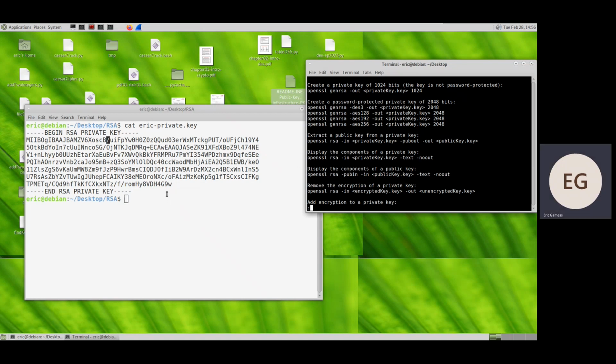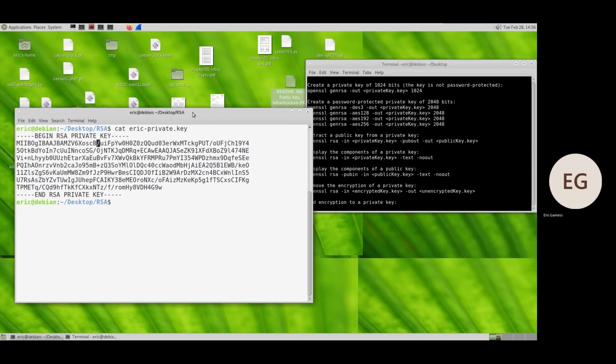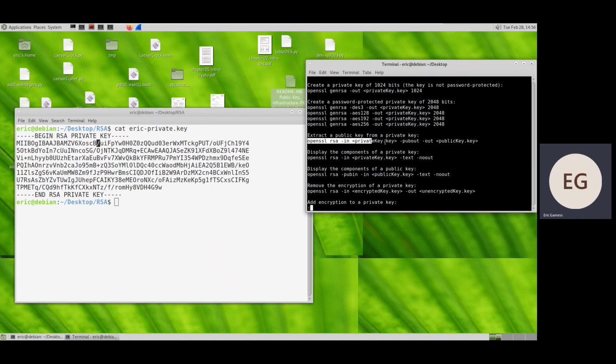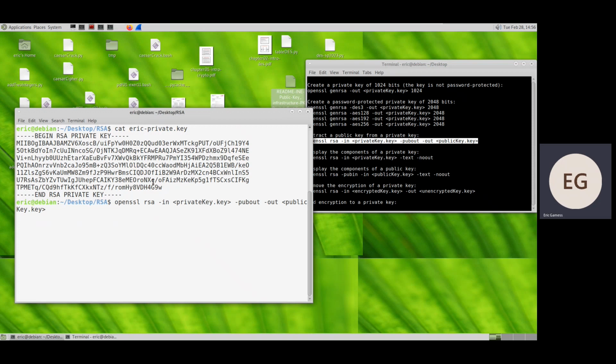Before we do that, this is the private key. Let me generate from my private key my public key. So the command to generate the public key from the private key is this command that we have here. As you can see, we use OpenSSL. We use the command rsa, Rivest-Shamir-Adleman.